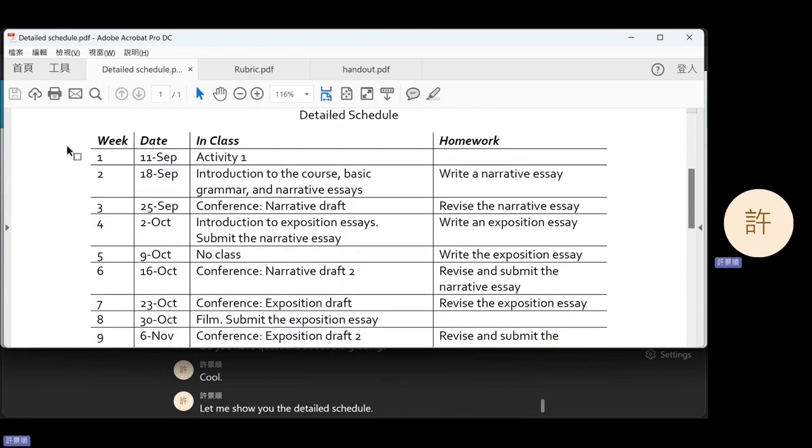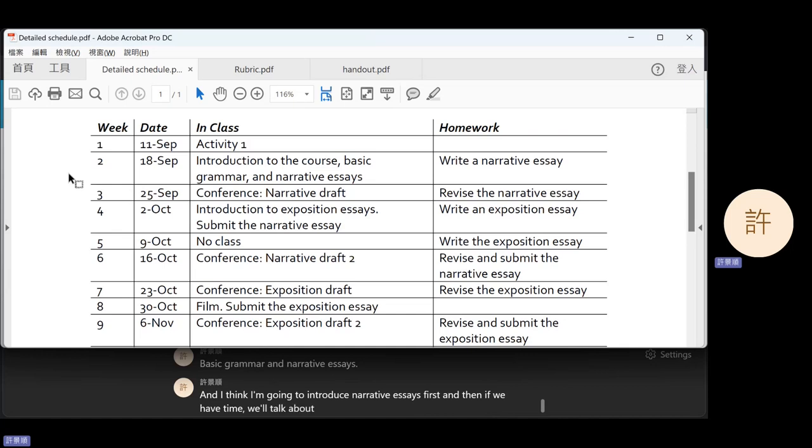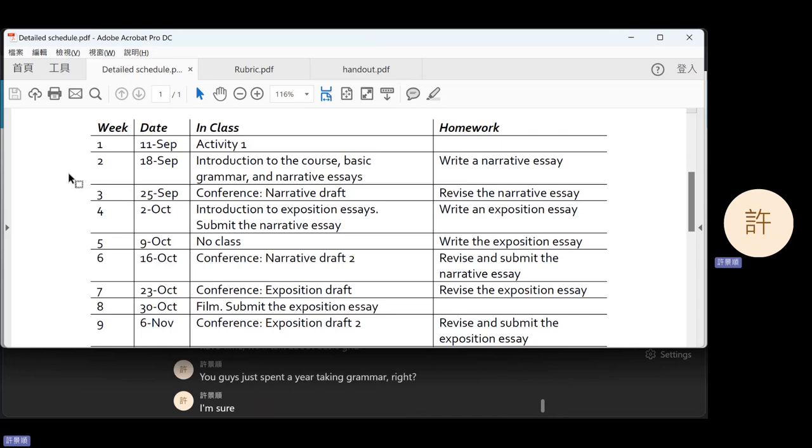So, week one, activity one, we did that last week. Week two, introduction to the course. I'm doing that right now. Basic grammar and narrative essays. I think I'm going to introduce narrative essays first. And then if we have time, we'll talk about basic grammar. You guys just spent a year taking grammar, right? I'm sure you remember everything.